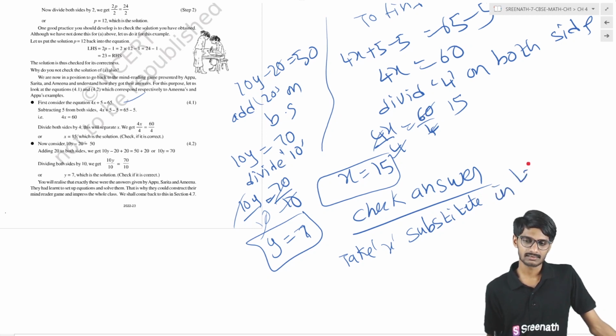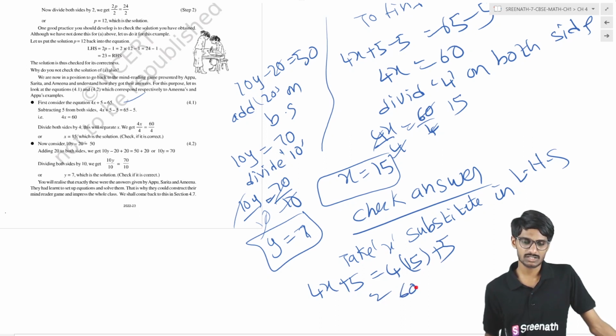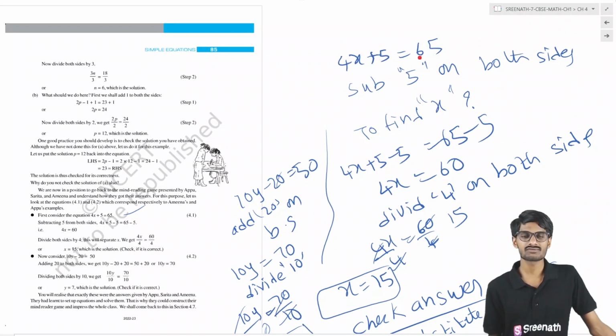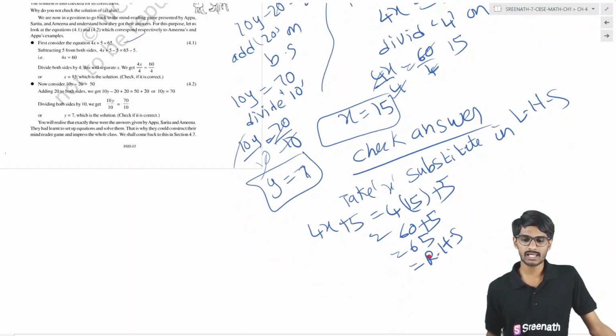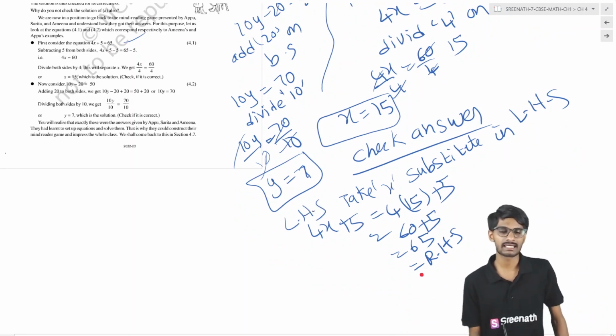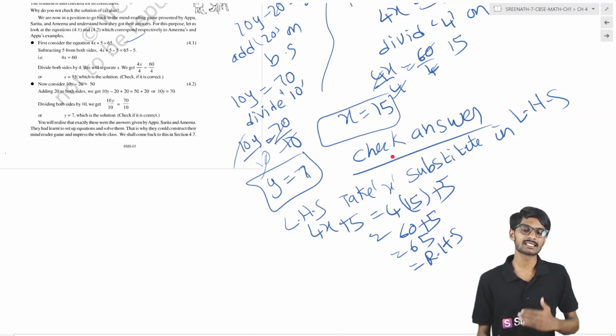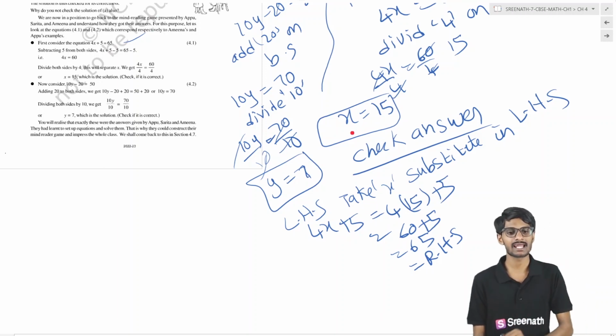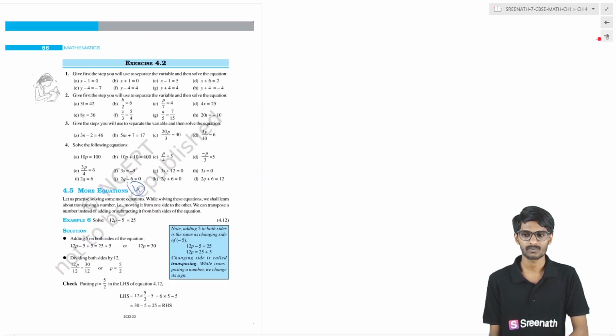Now take x. 4x plus 5 is the LHS. Now we are substituting 15 in the place of x. Then that becomes 4 fives are 20, plus 5, that is equal to 65. Which is nothing but the RHS, students. Whenever we start with the LHS, substitute the value of x and get the value on the RHS, then we can say that the x value is right. This is the checking method.